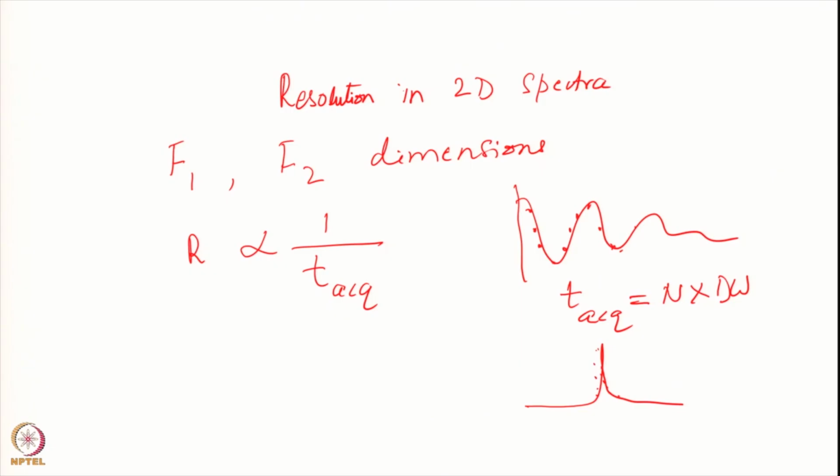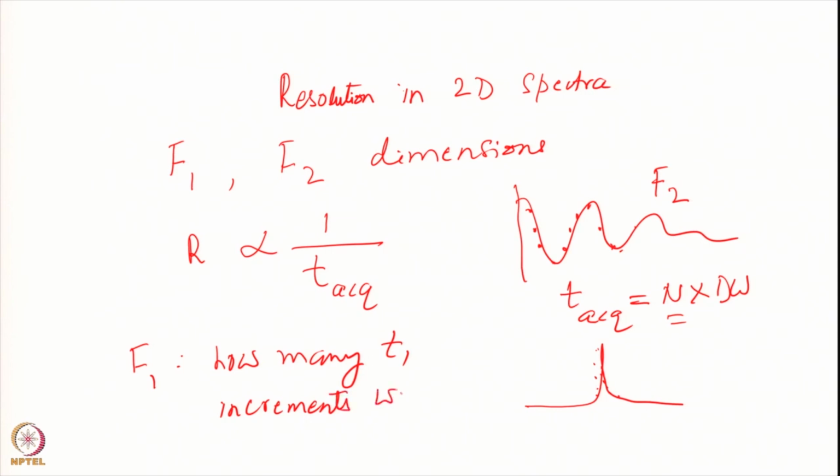In the case of the normal acquisition, the one dimensional spectrum, or even in 2D, when we collect the FID, it is simply the number of data points you collect. So, it is very easy to increase this resolution by increasing the number of data points. This is for the F2 dimension. Now, for the F1 dimension it will depend upon how many T1 increments we collect.